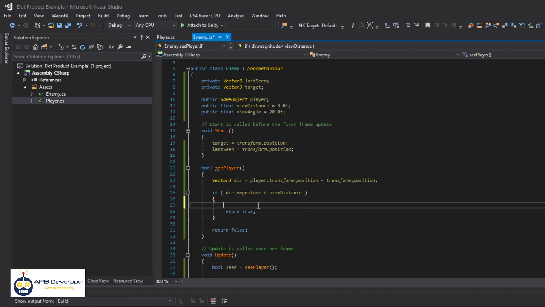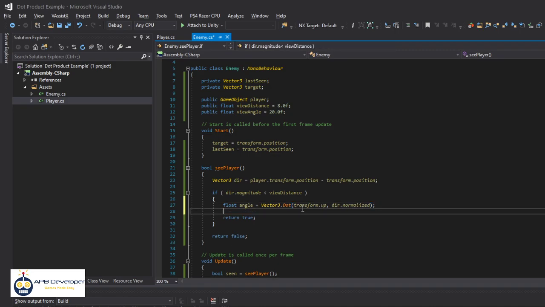So what we need to do here now is work out the angle between us. And this, we need the dot product between our forward, or up vector, because we're in 2D, and dir. Now, remember, we need to normalize. We need the normalized vector.